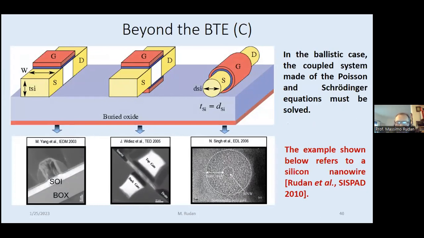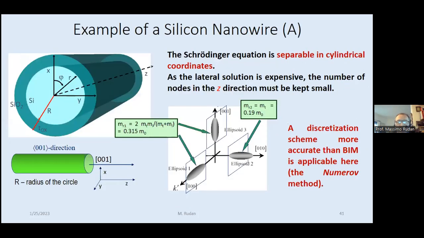The example is related to a nanowire that works in the ballistic regime. In the ballistic regime, it is necessary to solve a system of two equations that are made of the Poisson equation and of the Schrödinger equation. In this type of device, due to the geometry, it is possible to separate the Schrödinger equation using the cylindrical coordinates. But it turns out that the lateral solution is very expensive, also because it is coupled with the solution of the Poisson equation. So the number of nodes in the longitudinal direction, that is Z in this example, must be kept as small as possible.